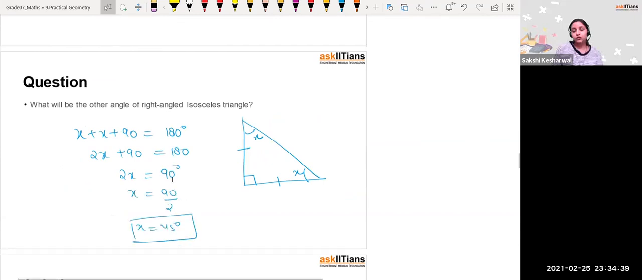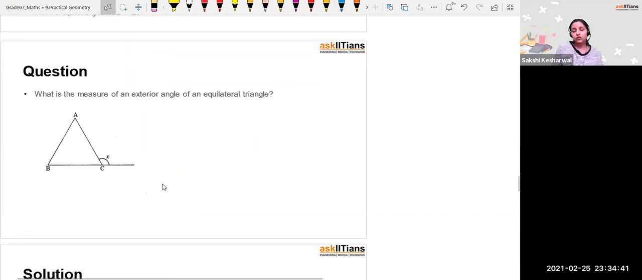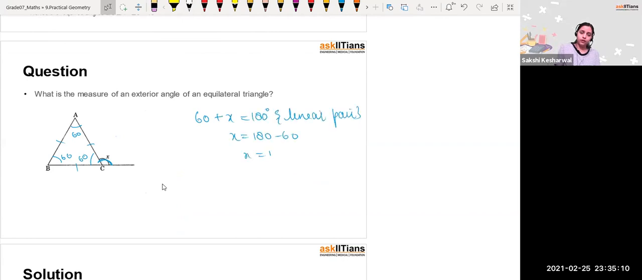Coming to this side, if this is 60 degrees, this is 60 degrees, and this is also 60 degrees, then for the angle x, you can go with a linear pair, or you can say that the sum of the two interior angles is equal to the exterior angle. I'll go with the linear pair. So 60 plus x is equal to 180 degrees, the reason being linear pair. So x is equal to 120 degrees. That's it.